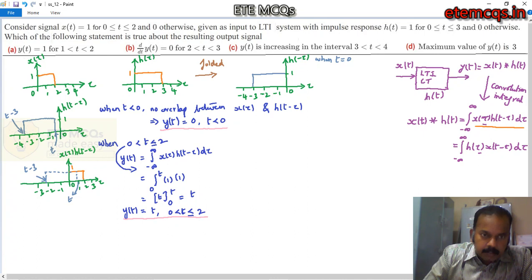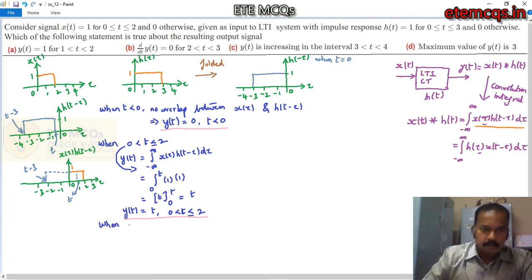Now, when t crosses 2, just notice the region of overlap somewhere between 2 and 3. As long as t is between 2 and 3, you can notice that the complete region of overlap is the entire signal x of tau itself. When t crosses 3, then the region of overlap varies. Okay, now let us go for the next case.